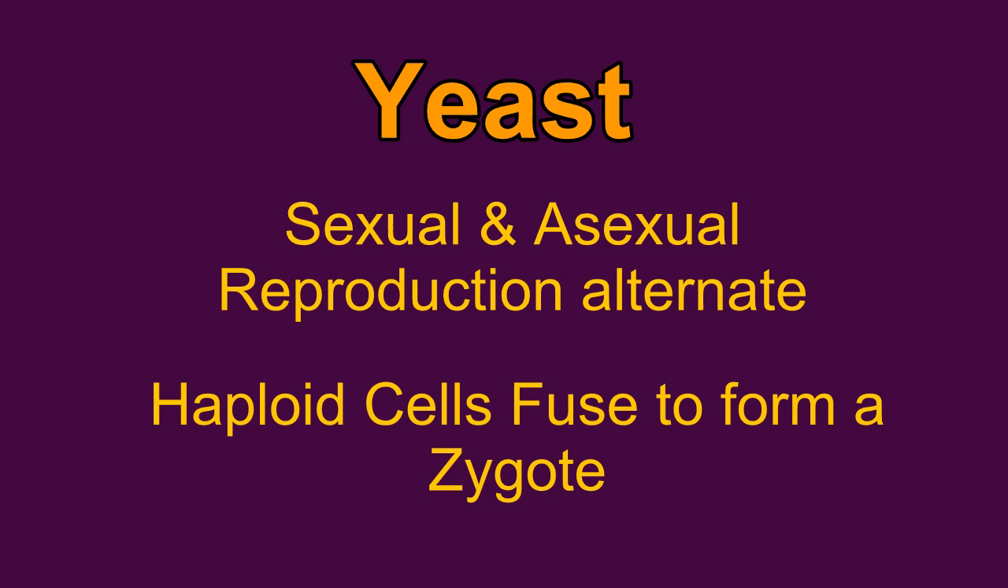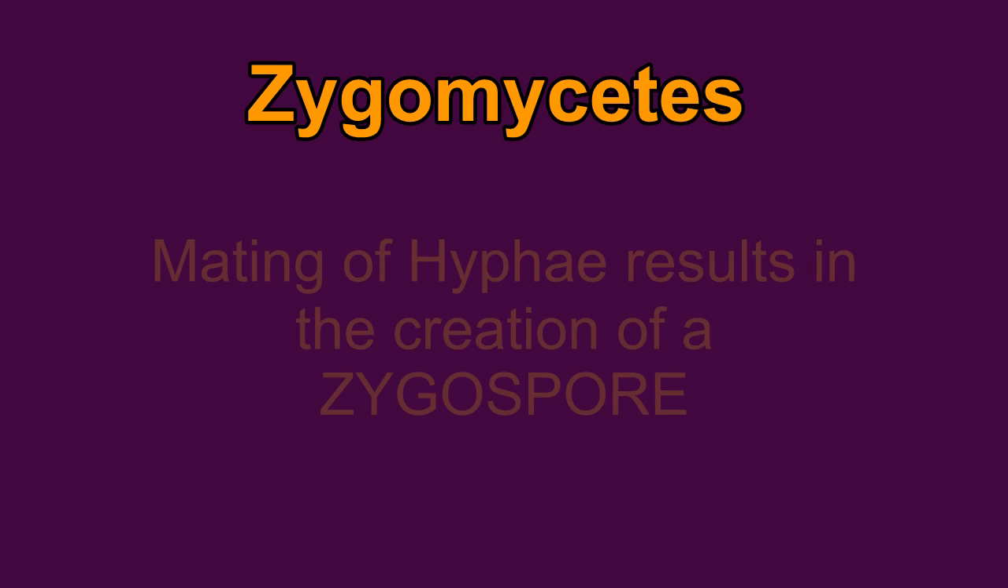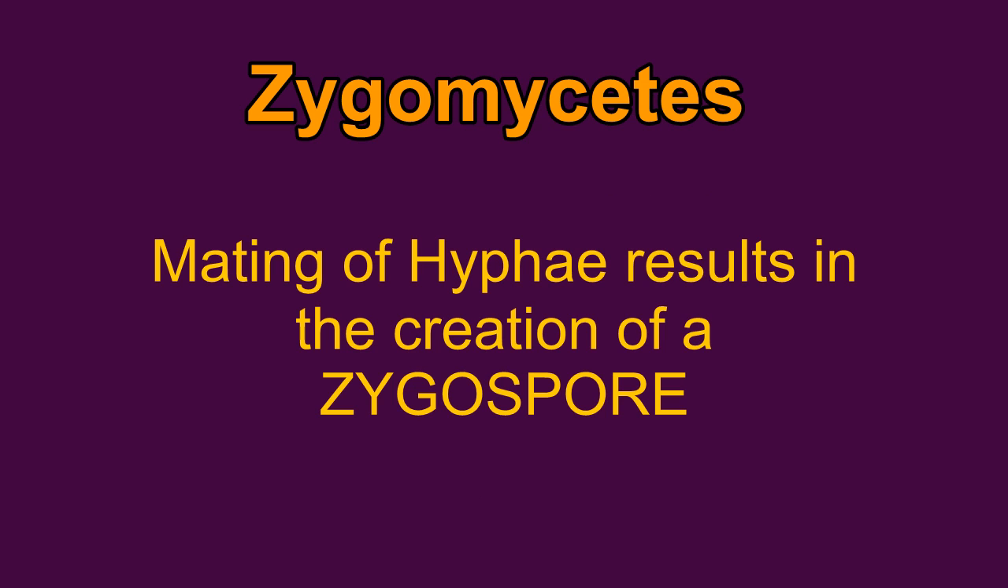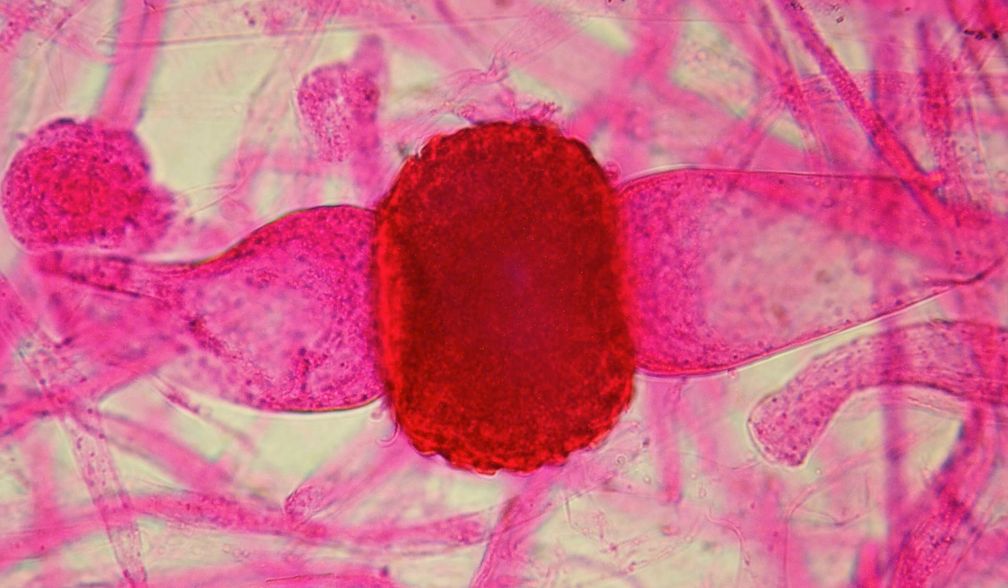In yeast, asexual and sexual reproduction alternate. In sexual reproduction, haploid cells fuse to form a zygote. In zygomycetes, which are terrestrial fungi with aseptate hyphae, mating of hyphae results in the formation of zygospores.